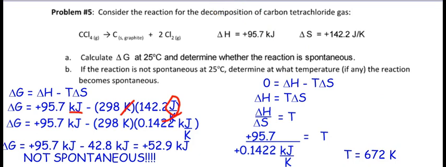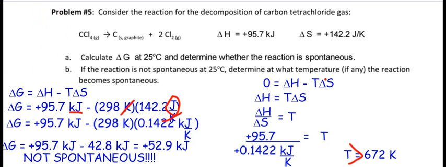So in answer to this question, it says, if the reaction is not spontaneous, determine what temperature, if any. So any temperature greater than 672. At 672, delta G is 0. It is still not spontaneous. The break-even point is where delta G is 0, so any temperature above that is going to be spontaneous, okay?